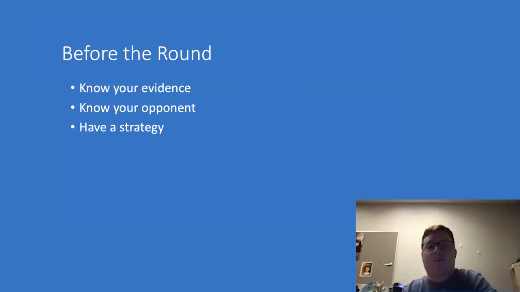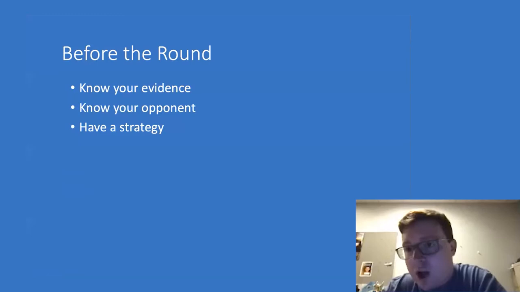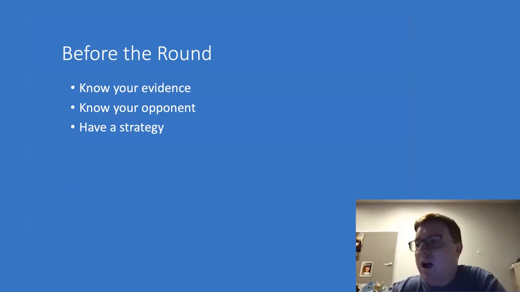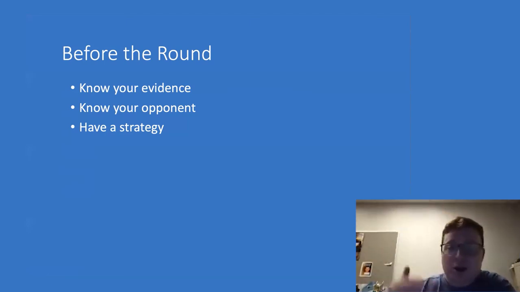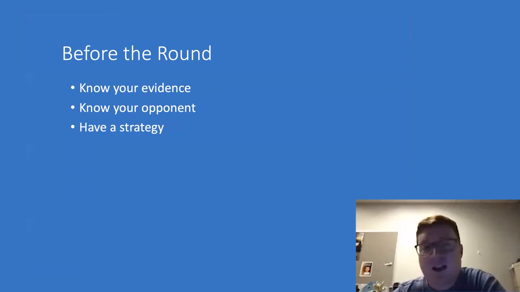So before the round, whether you're affirmative or negative, you should know what your evidence says. 2As and 1As should know what their evidence says. 2As should know what the underlined portions of their cards say in the 1AC. They should know what the articles in their 1AC say, because sometimes there might be an alternative cause that you know the answer to, but you don't want to get popped on. So you should know your evidence going into a debate. And the same thing is true for the negative as well.